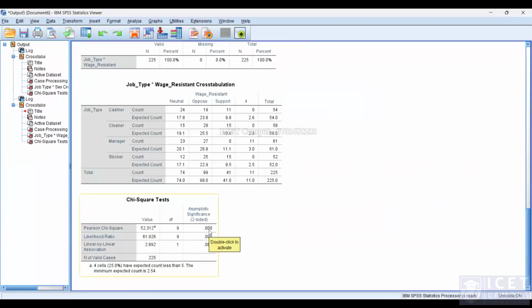It means we have rejected the null hypothesis. There is a significant relationship between the job type and the wage rate here now, because the chi-square value is significant, right? So likewise, we can find whether there is a relationship or not in the categorical variables using this chi-square test.